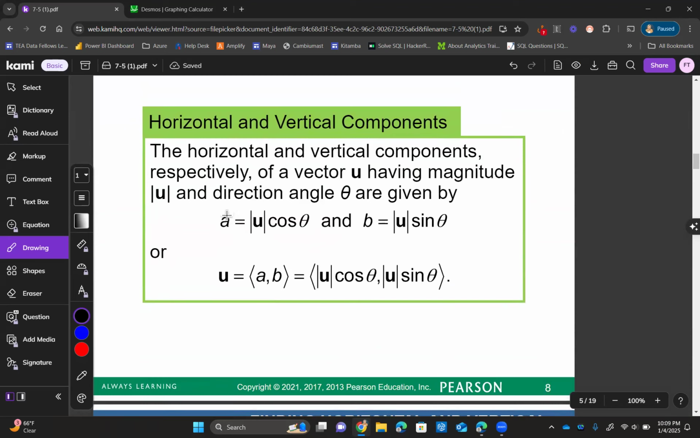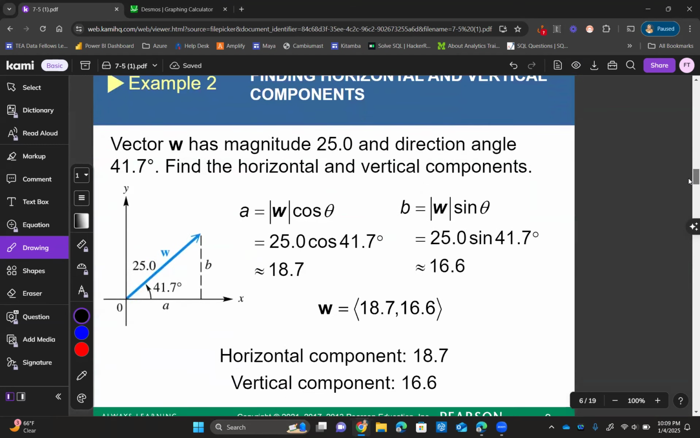For any vector, its horizontal component a will be calculated by multiplying its magnitude by cosine of theta, where theta is the direction angle, and its vertical component b will be calculated by multiplying the absolute value of u, which is the magnitude of the vector, and sine of theta. So we have a question here that we're going to practice.